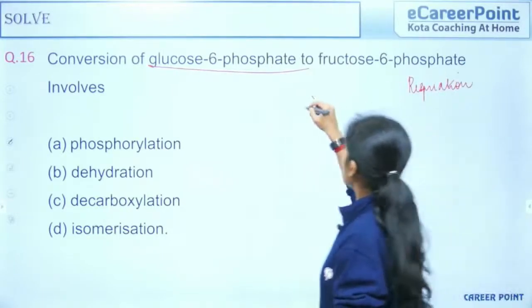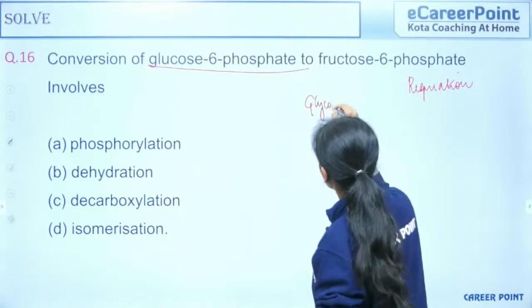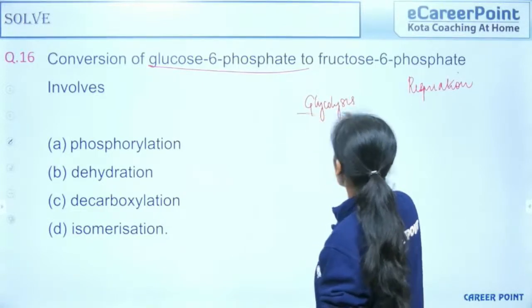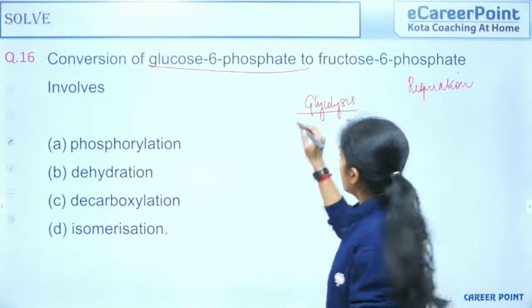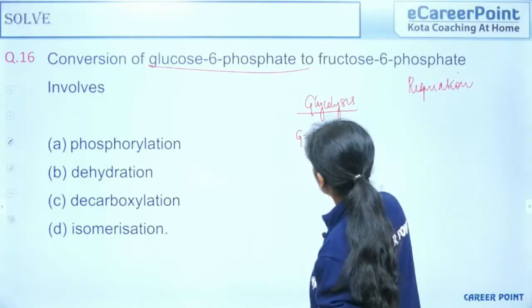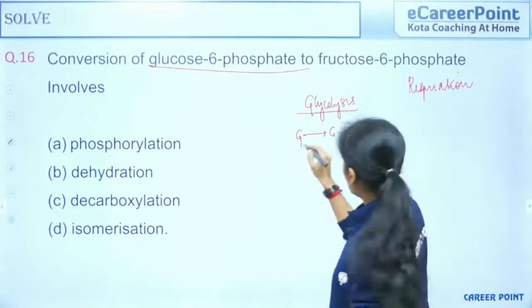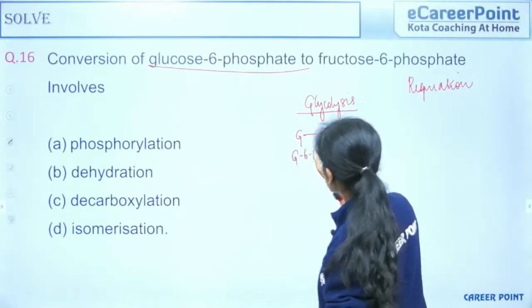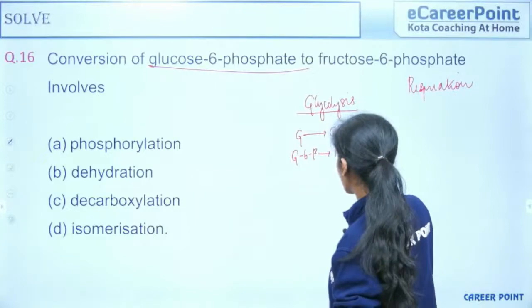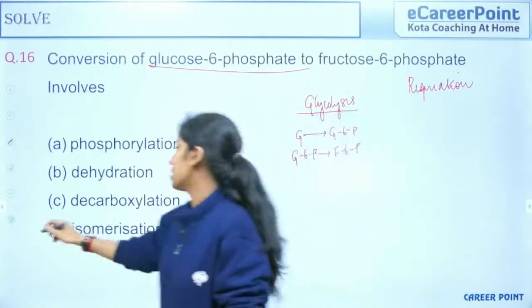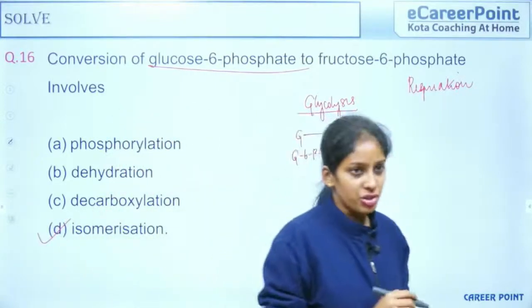So they are talking about glycolysis, which is a common step in both aerobic and anaerobic respiration. Glucose gets converted into glucose 6 phosphate, that is the first step. Then the glucose 6 phosphate gets converted into fructose 6 phosphate, right? So this is a type of isomerization reaction.